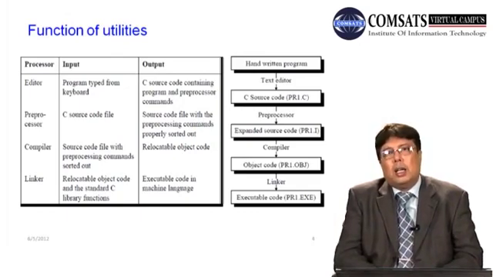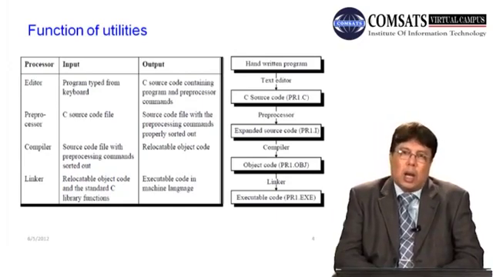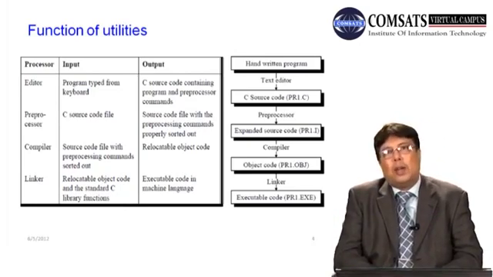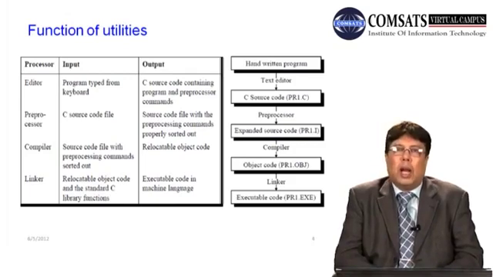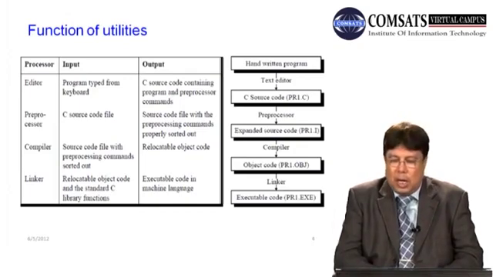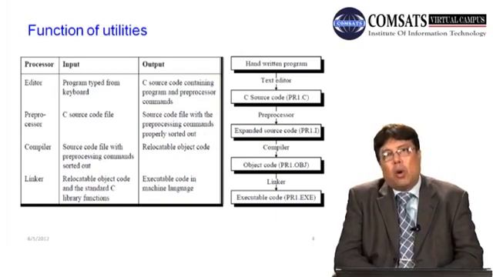That is one of the jobs or activities taken up by the preprocessor, and the preprocessor not only carries out this task, but also translates all the commands, all the directives that you have given to it, into instructions and performs the task for you. And the output of the preprocessor utility is expanded source code with the extension .i.